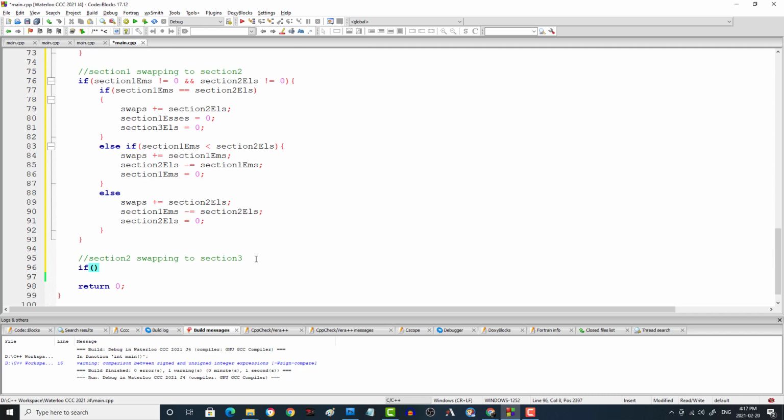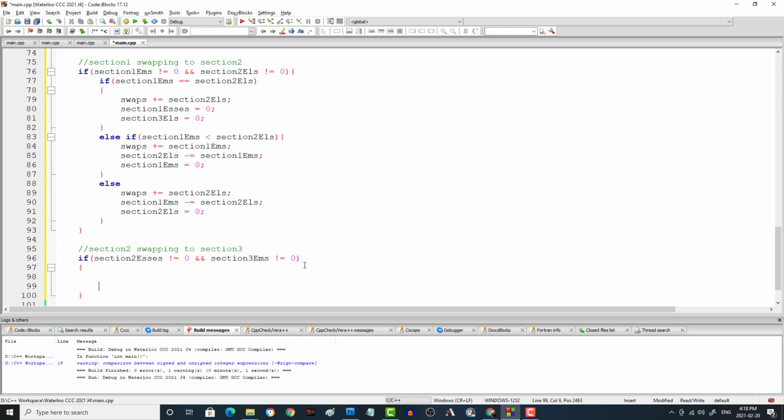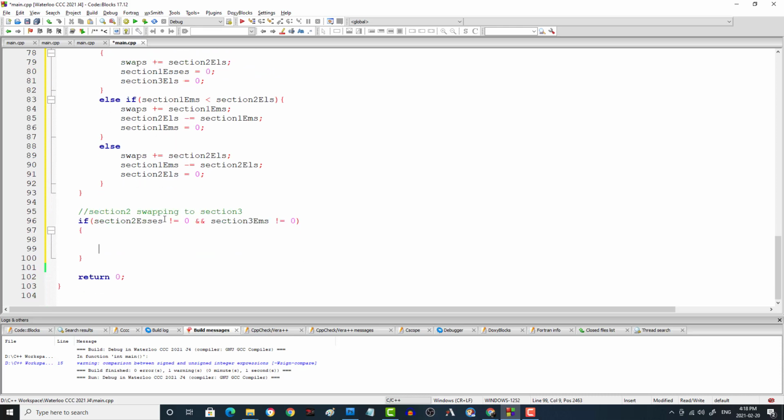All right, so we're going to say if section 2 M's does not equal 0 and section 3 L's, actually, what are we trying to swap here? M's with S's. So in section 2, we don't care about the M's. So section 2 S's is not 0 and section 3 M's does not equal 0, right? Because I'm swapping the S's from section 2 with the M's in section 3. So I have S's in section 2 and I have M's in section 3.